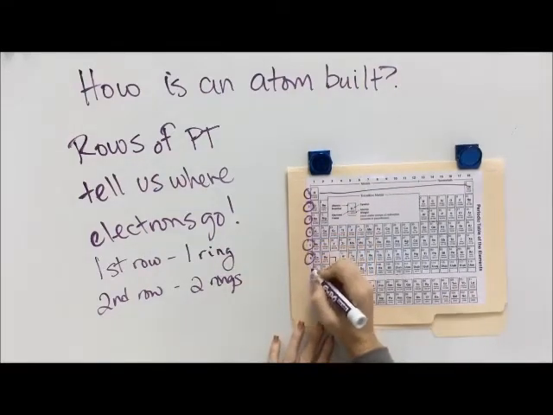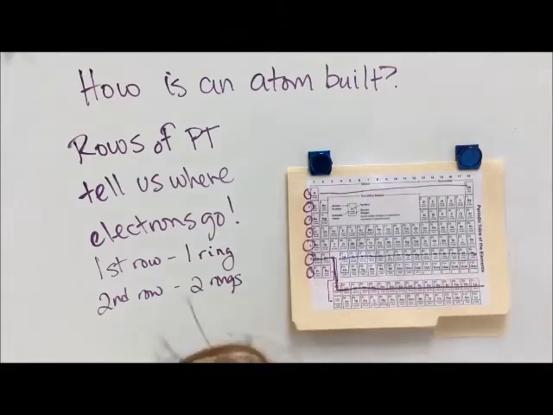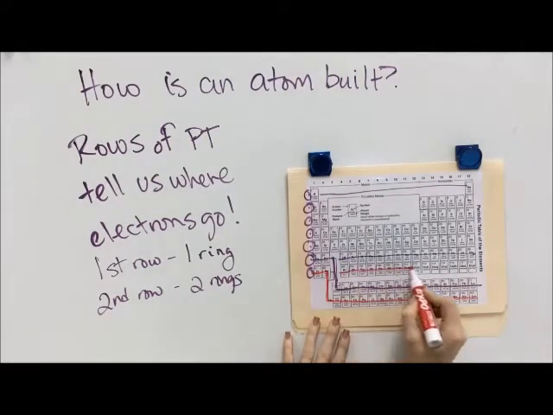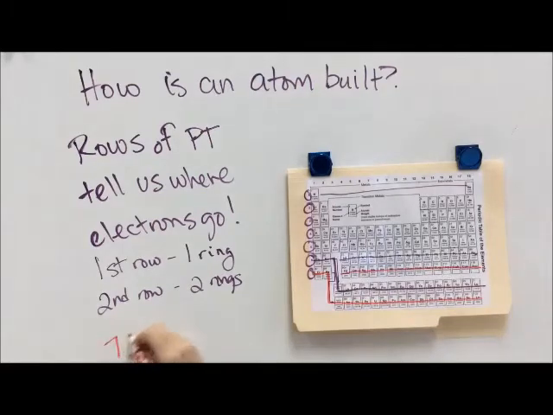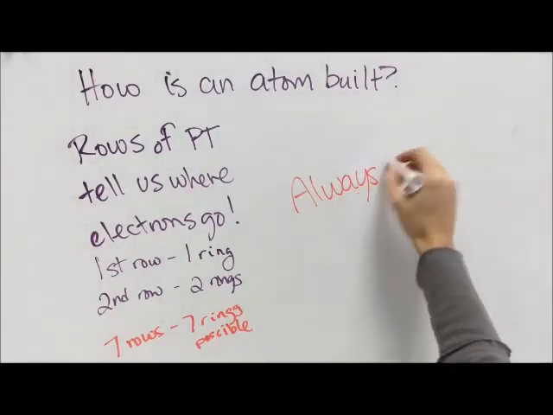If it's in the third row, 3; fourth row, 4; 5; 6. Now 6, see how it goes all the way across there? And then 7, there's a little arrow there that goes all the way across. So it kind of looks like there's 9, but there's only 7 rows. I'm going to show you that in the periodic table video next, so don't fret. Okay, 7 rows, maximum of 7 rings.